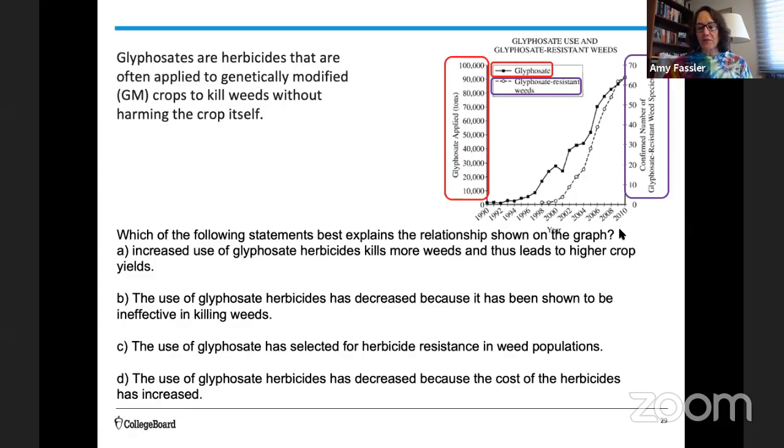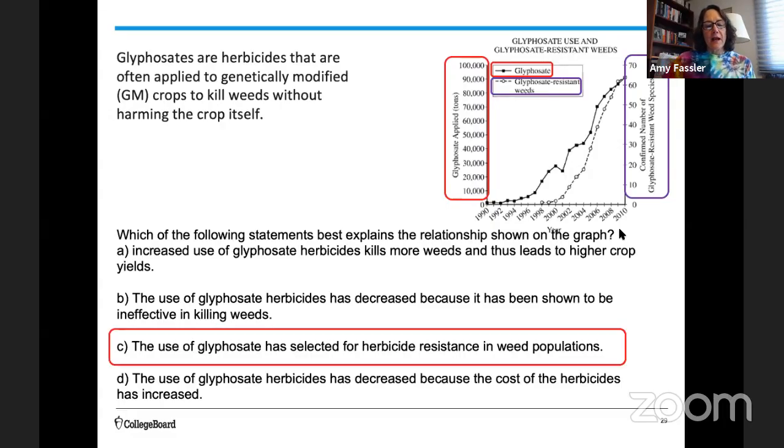Which of the following statements best explains the relationship shown on the graph? And letter C is the correct answer. The use of glyphosates has selected for herbicide resistance in weed populations.